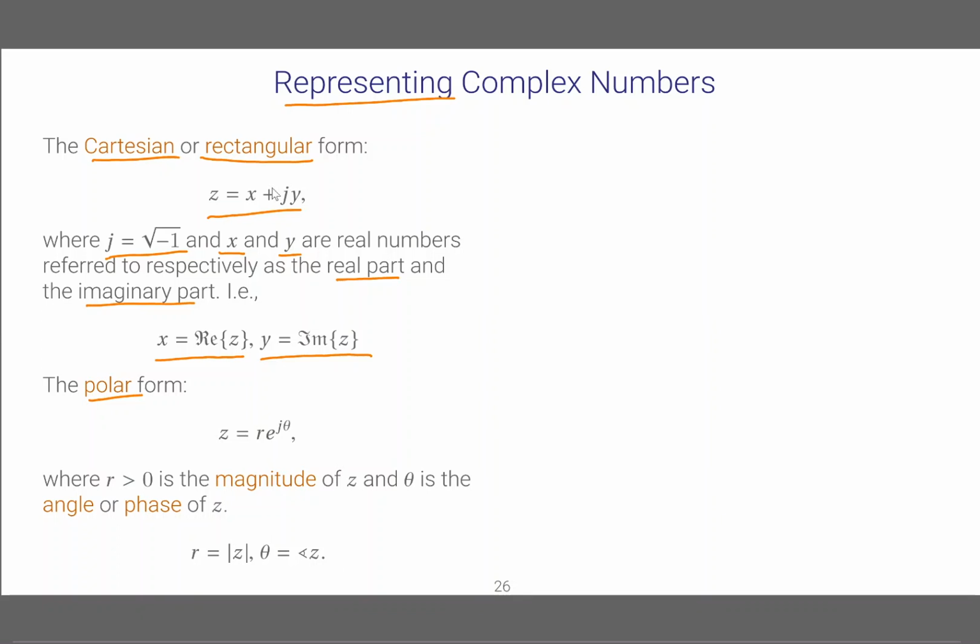In polar form, we represent z as r e to the power of j theta, where r, which is greater than 0, is the magnitude of z and theta is the angle or the phase of z. Therefore we write r as the magnitude of z and theta as the angle of z.